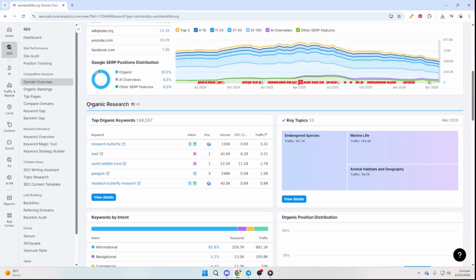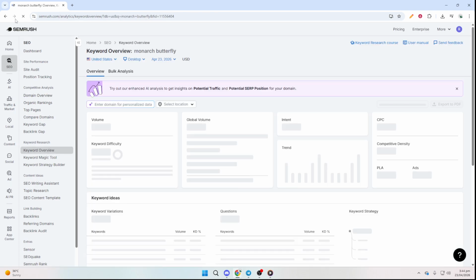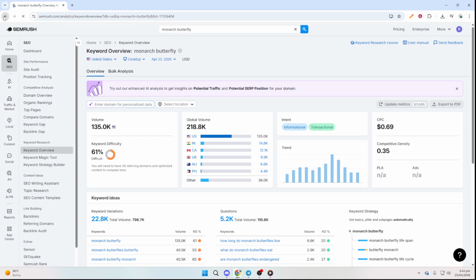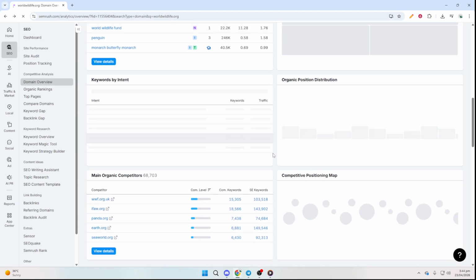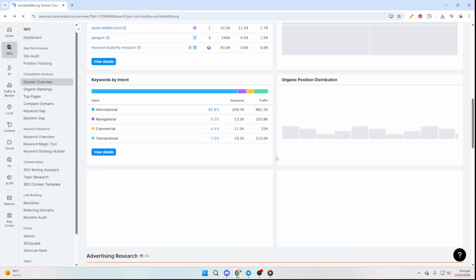Open organic research to review their top-performing pages. Identify the formats and topics that drive results: guides, comparisons, category pages, or long-form resources. Observe the structure, headlines, and keyword targeting patterns that make these pages effective.